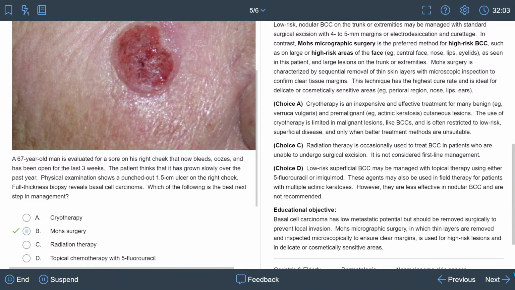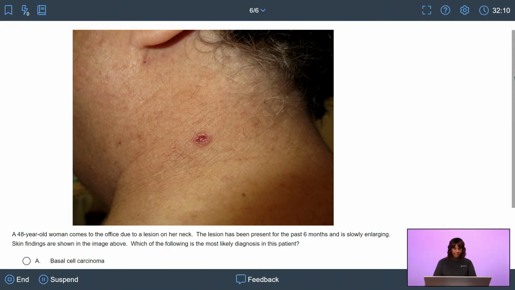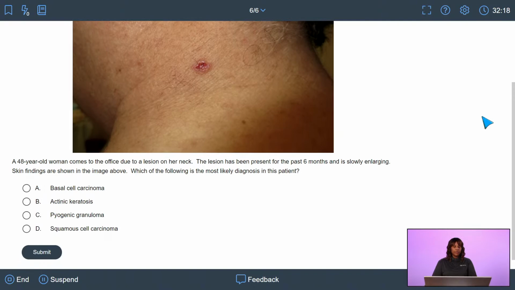Now, here comes our last question of the day. This is the image that's going to be used for the stem, so take a look at it. And then let's go down. A 48-year-old woman comes to the office due to a lesion on her neck. The lesion has been present for the past 6 months and is slowly enlarging. Skin findings are shown in the image above. Which of the following is the most likely diagnosis in this patient?